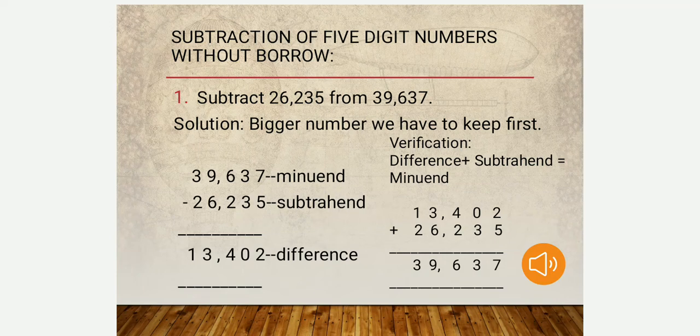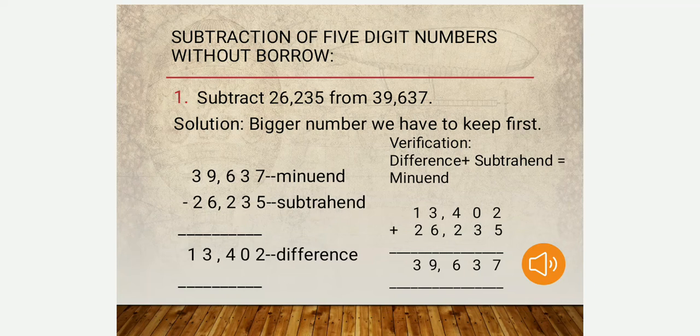Subtraction of 5-digit numbers without borrow. First question, subtract 26,235 from 39,637. Solution. When the word from comes, the second number we have to keep first, or the bigger number we have to keep first. Among 26,235 and 39,637, 39,637 is greater. So we have to keep it in the position of minuend. And 26,235 I have to take in the second step and it is called subtrahend.